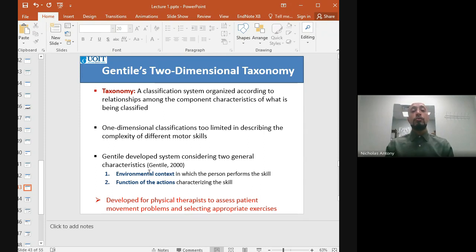Now it's based on two different characteristics: the environmental context, like closed versus open, as well as the function of the action, or the type of motor skill, characterizing the actual motor skill. Because what did we say were the three factors that influence motor skill performance? The person, the environment, and the skill itself. So Gentile's taxonomy was going to be able to classify a motor skill based on the environment and the skill itself. So it's missing the internal factors.